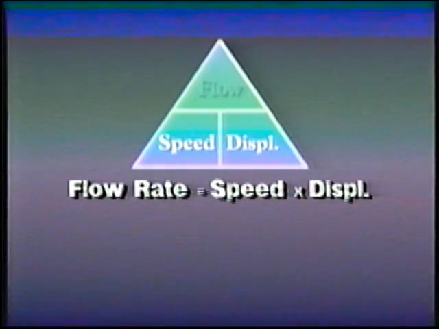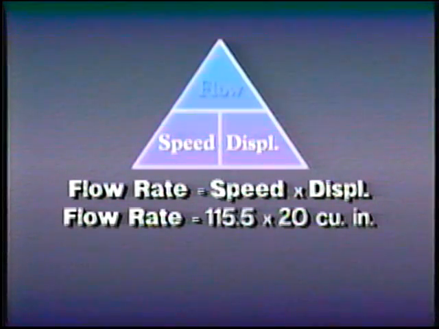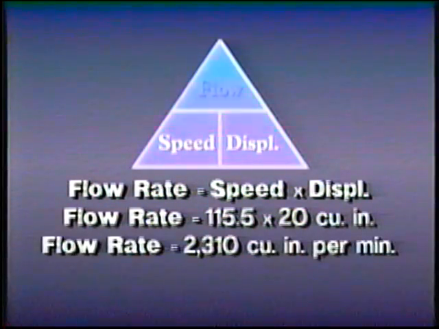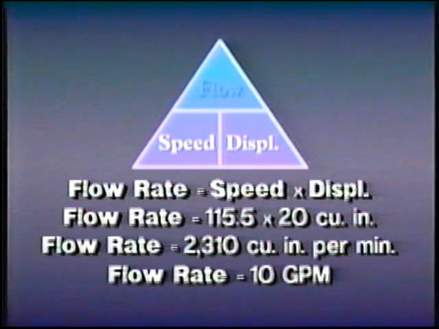Notice that we can also calculate the flow which a motor requires to maintain a certain speed if we know the displacement. For example, a 20 cubic inch motor operating at 115.5 RPM will require a flow of 2,310 cubic inches per minute. That's 10 GPM.